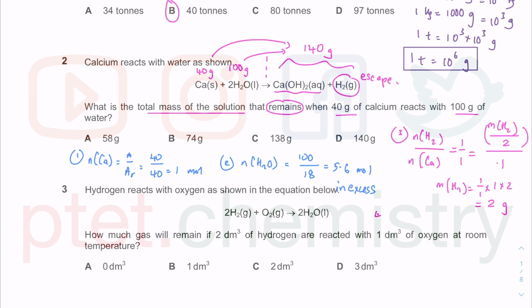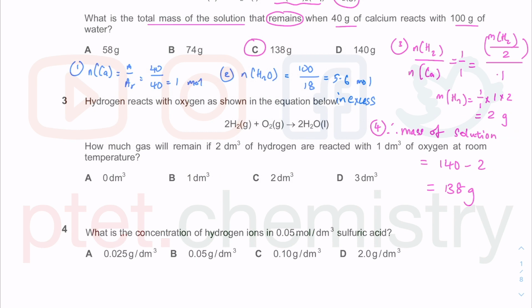So therefore, the mass of solution that remains is going to be the total mass, 140, minus the 2 gram of hydrogen that escaped, you're going to get 138 grams. So be very careful what we are thinking about, yeah?